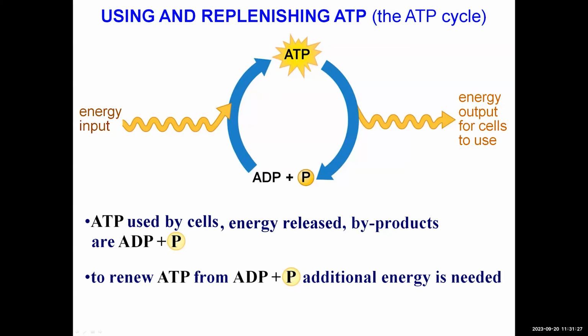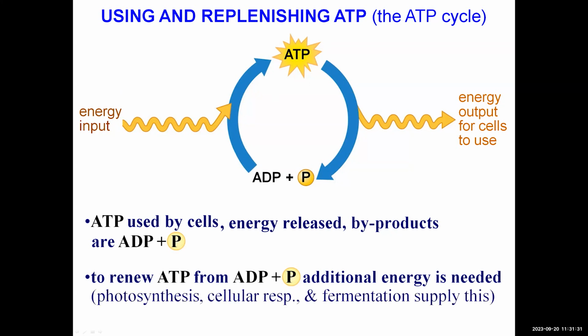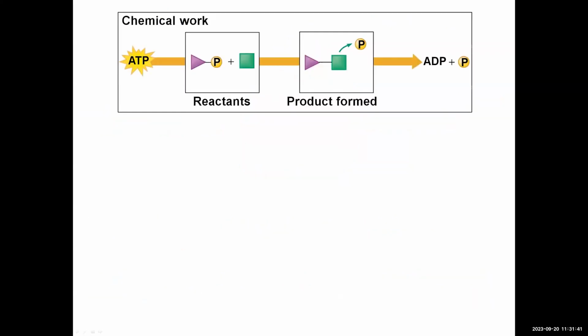This is because ATP can be used to perform many different functions in cells. So we're going to generate ATP from photosynthesis, cellular respiration, and fermentation. ATP can be used to form products through chemical work. In this case, ATP is used to remove the phosphate and create a bond between these two reactants.